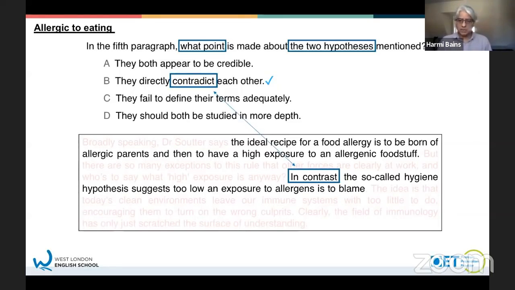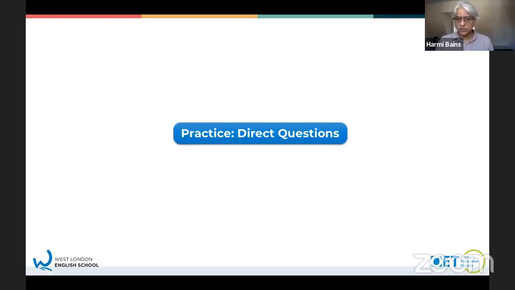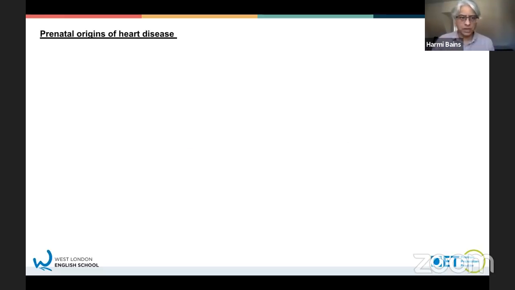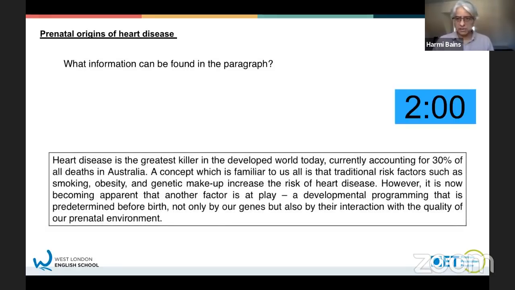Okay, so let's do a bit of practice. Just like before, there are two questions and you're going to see the question, you'll have the paragraph, you've got a minute, and then you'll see the answer options. This is about heart disease. Okay, what information can be found in the paragraph? This is the paragraph. The time has started, and you'll see the answer options after a minute.